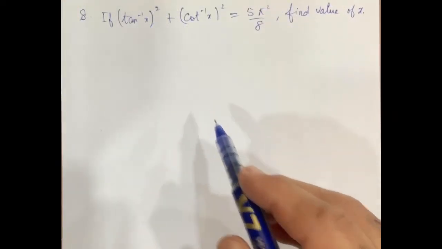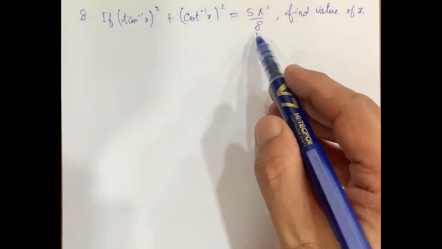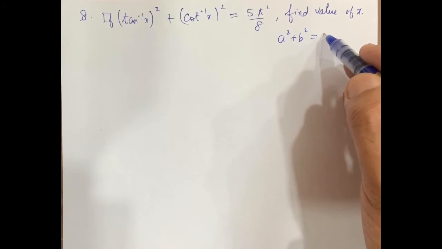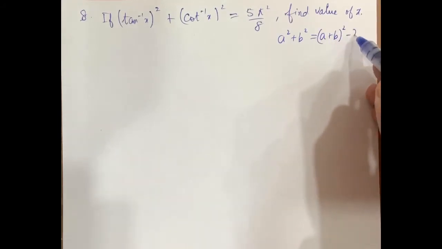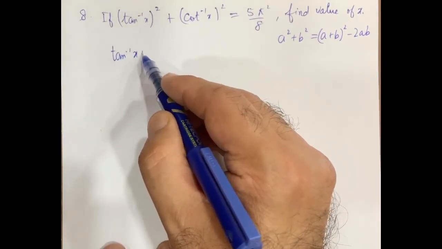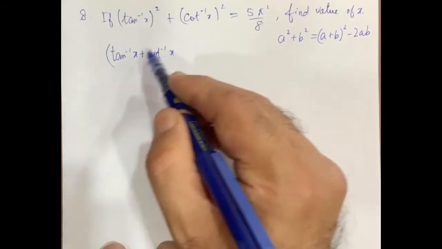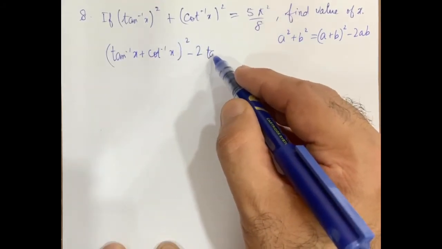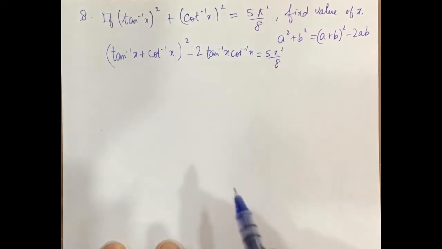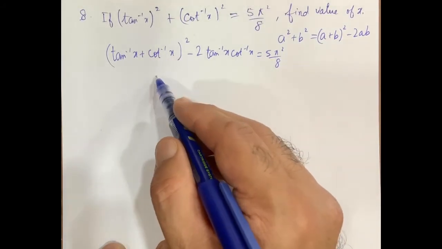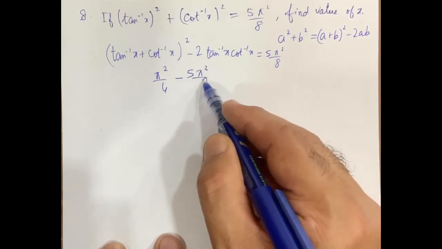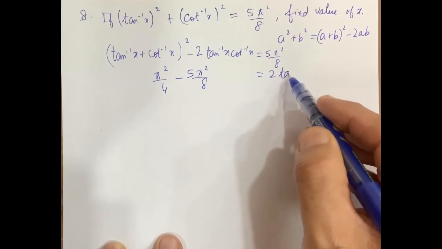We are given tan inverse of x whole square plus cot inverse of x whole square is 5 pi square by 8. This expression is like a square plus b square, which can be written as a plus b whole square minus 2ab. So this is tan inverse of x plus cot inverse of x whole square minus 2 into tan inverse of x into cot inverse of x, equal to 5 pi square by 8. Tan inverse of x plus cot inverse of x is pi by 2. So this will be pi square by 4 minus 5 pi square by 8, equal to 2 tan inverse of x cot inverse of x.